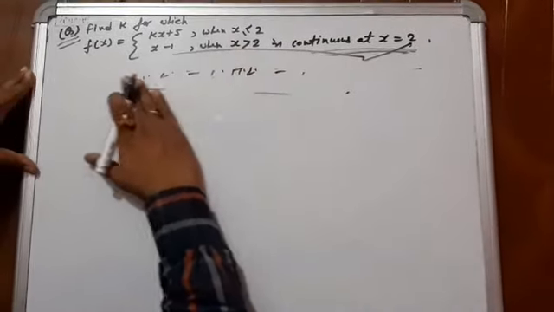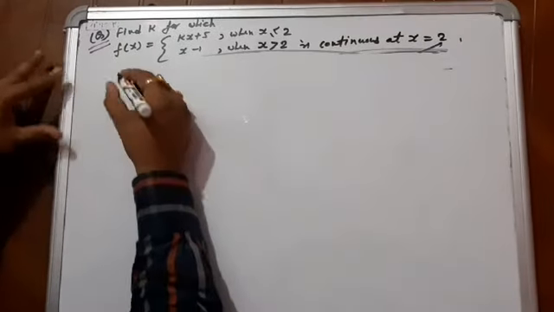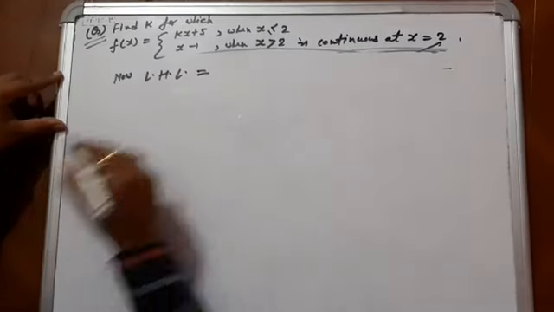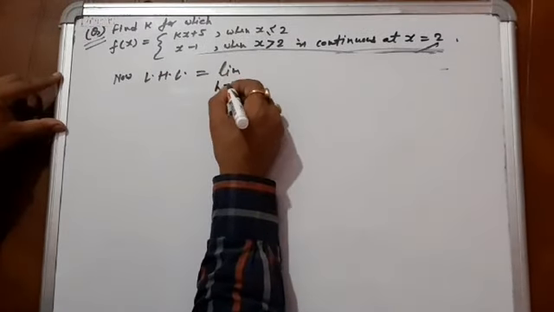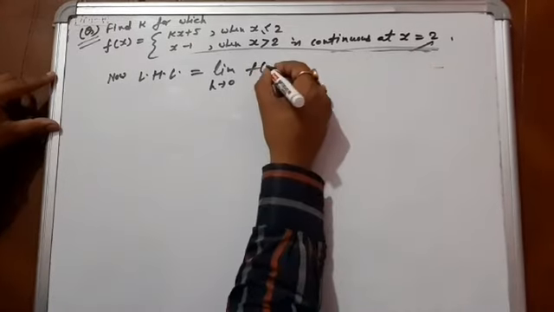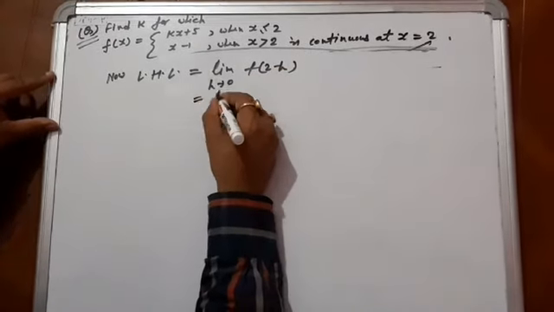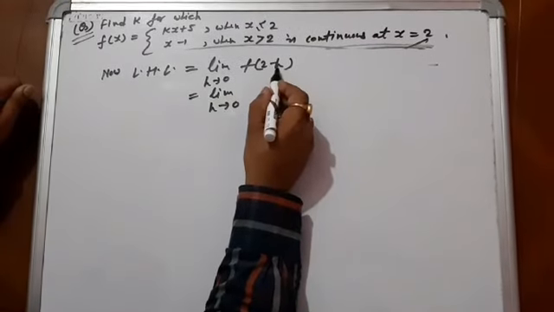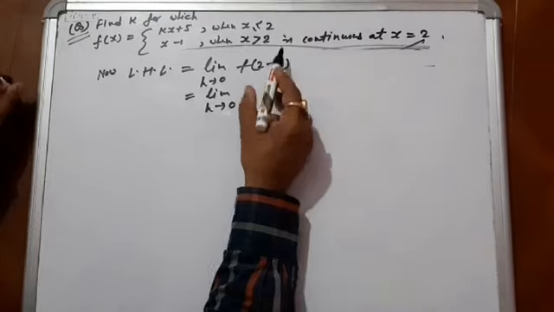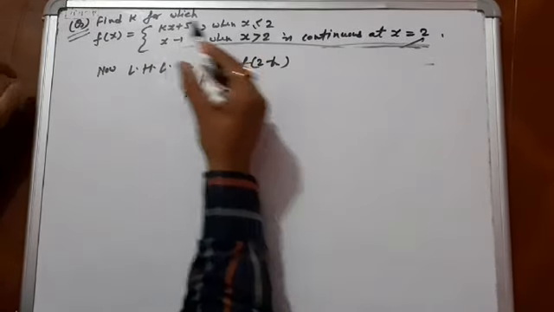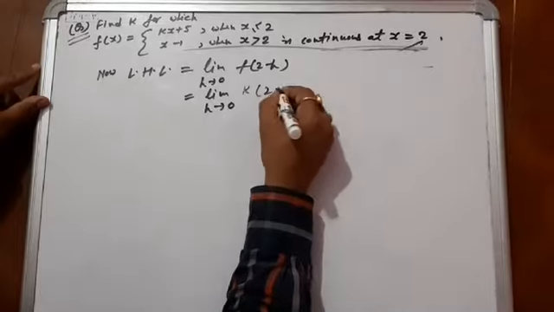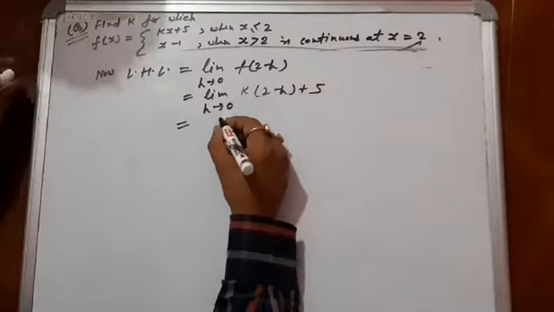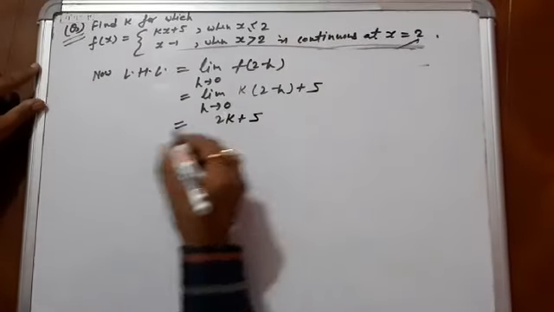At first we are going to find out here LHL. It is limit h tends to 0, f of the conditional point, 2 minus h. Limit h tends to 0 remains same, f of 2 minus h. In which criteria, which condition? First condition, x is less than 2. In that case it is k into 2 minus h plus 5. Use the value of h here, limit, then it is 2k plus 5.